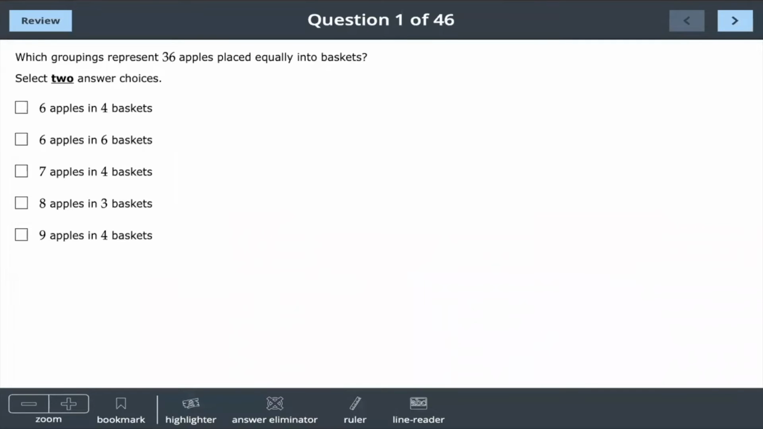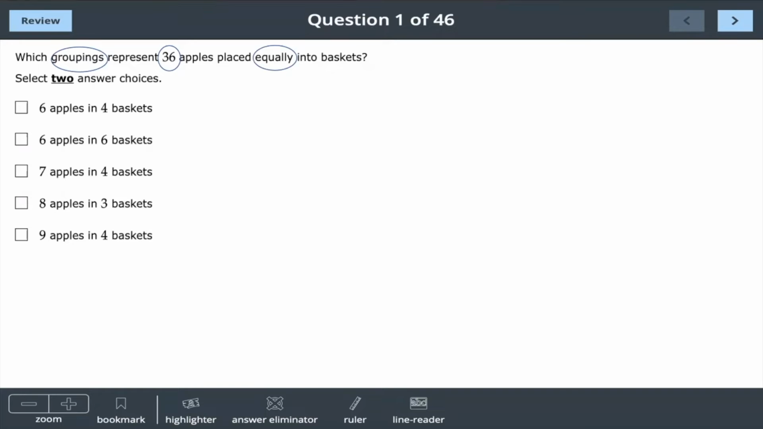Which grouping represents 36 apples placed equally into baskets? Select 2 answer choices. After we have read the question, we must circle our keywords and key numbers. Our first key word is groupings. Our first key number is 36. And our second key word is equally.